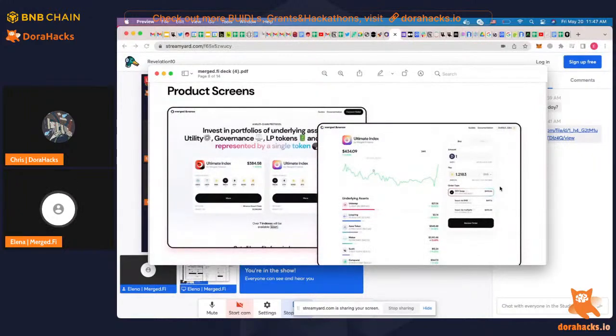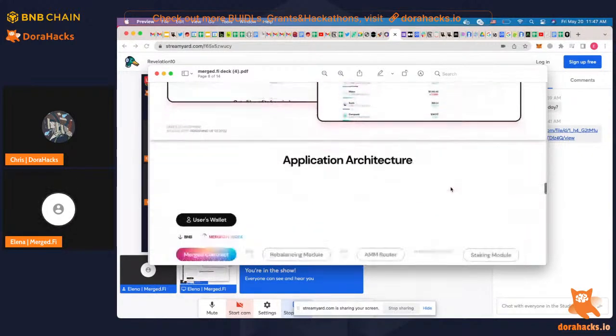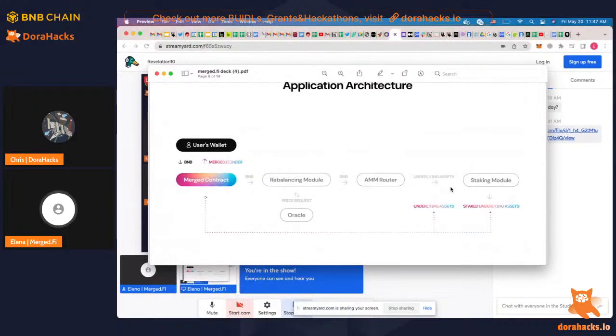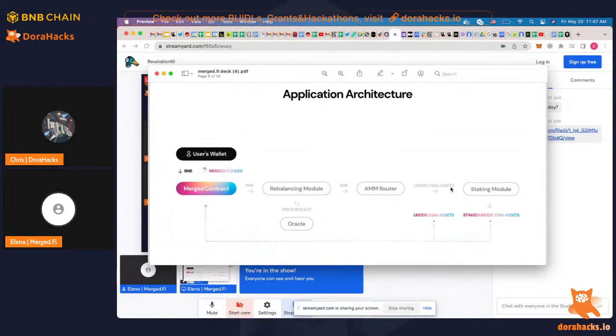Product screen, but I think it will be easier if I show you on our testnet. And the last thing is the application architecture. So how does it actually work? When a user comes to our application and wants to buy an index, they send BNB to the merge contract. After that, our rebalancing model checks with the Oracle how much of each underlying asset it should buy, and sends this information to the router.